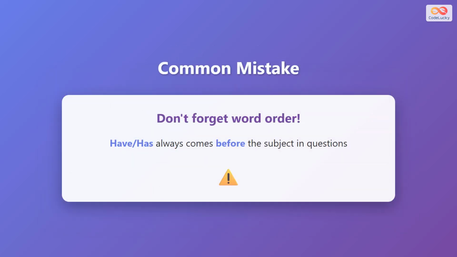A common mistake is forgetting the correct word order. Remember, have or has always comes before the subject in questions. Don't say you have finished, say have you finished. Getting the word order right is crucial for forming correct present perfect questions.